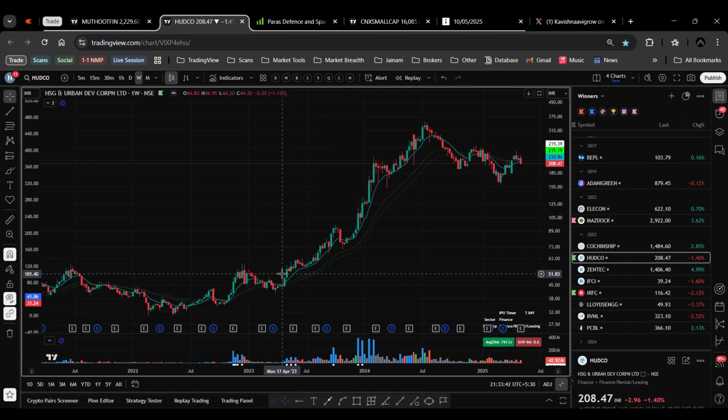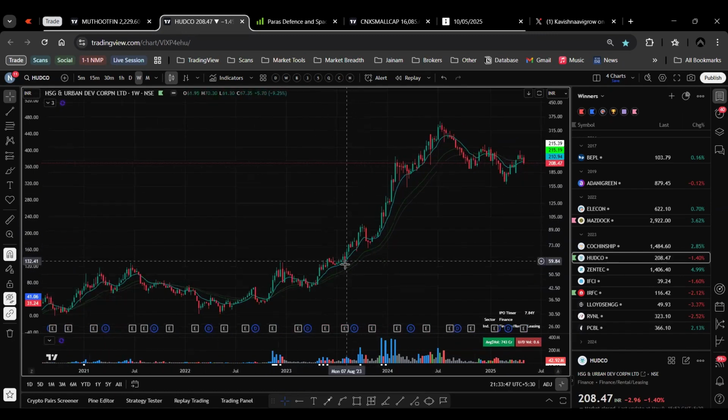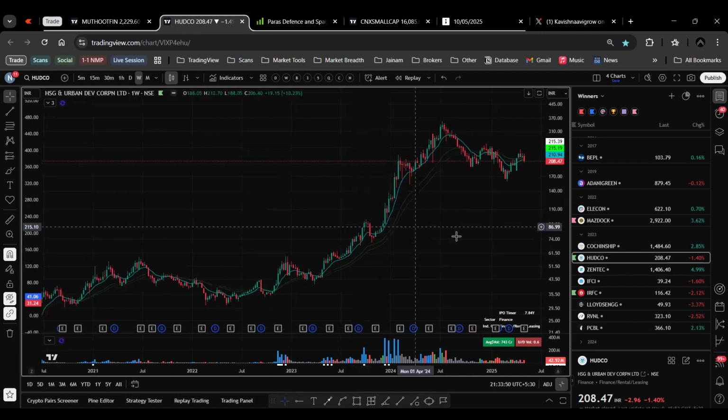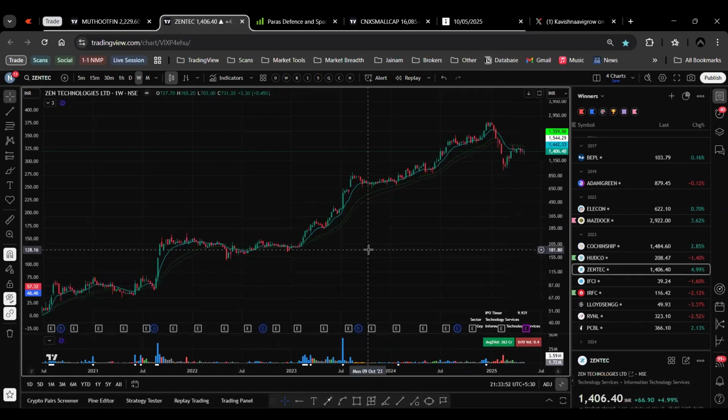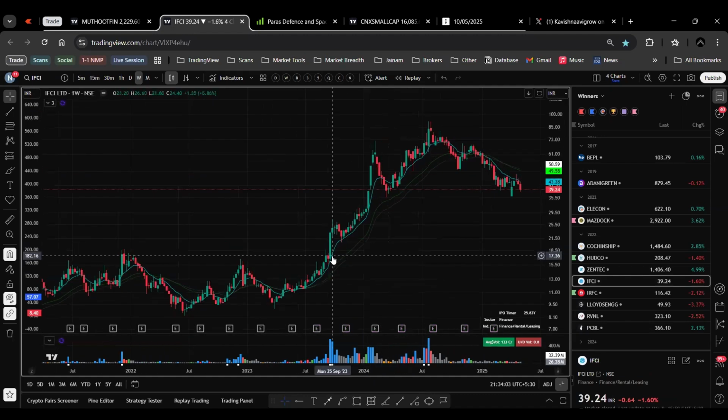Just see, Hutco in 2023, a clean mover. Whenever it moves, it's in a very smooth trend. It's not a choppy stock like we saw Chambal and all those other stocks. Zentech, a big mover. IRFC, it did not move.